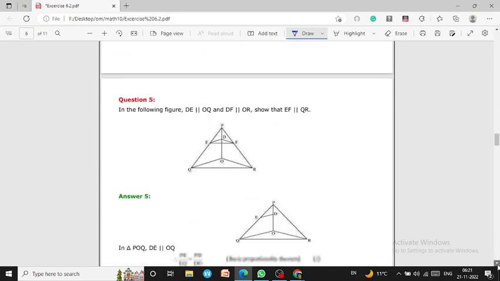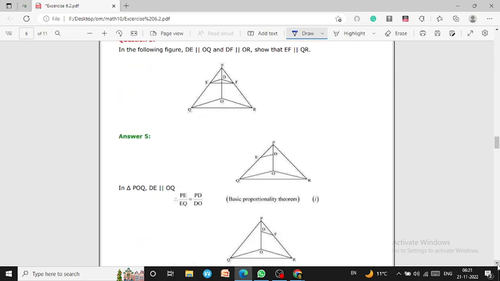Now the next question. In this question we have given DE parallel OQ. First of all we take this side. In triangle POQ we have given DE parallel OQ. According to BPT theorem, we take here PE over EQ is equal to PD over DO.